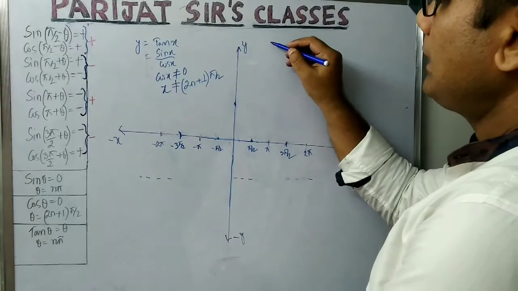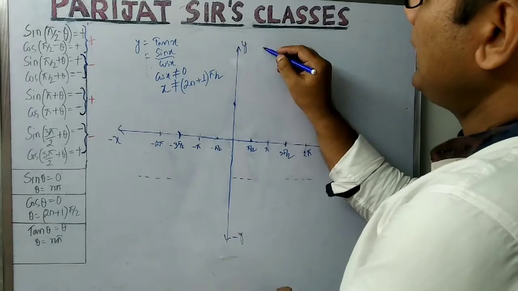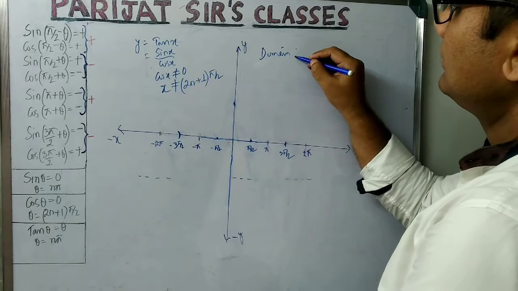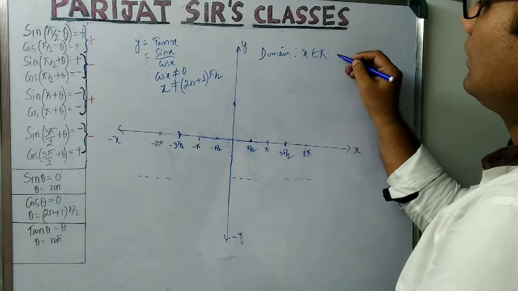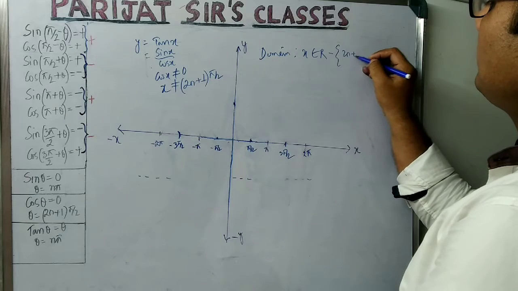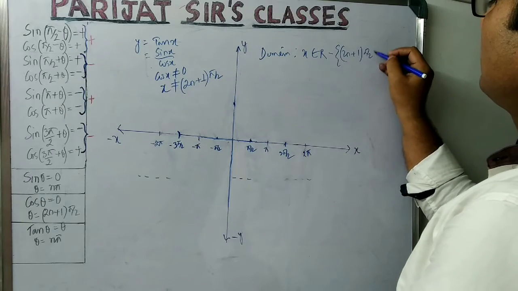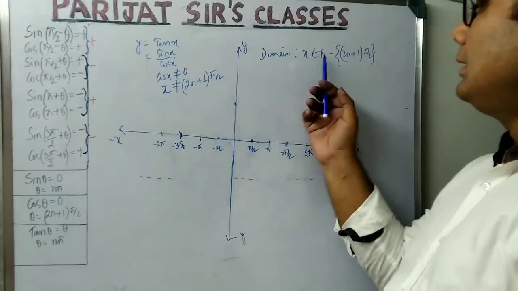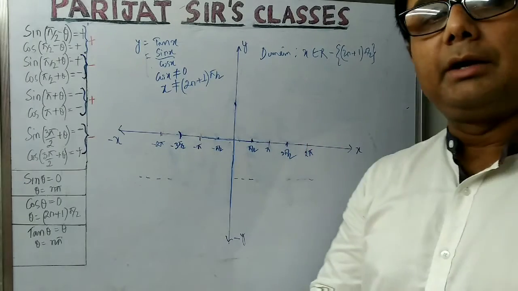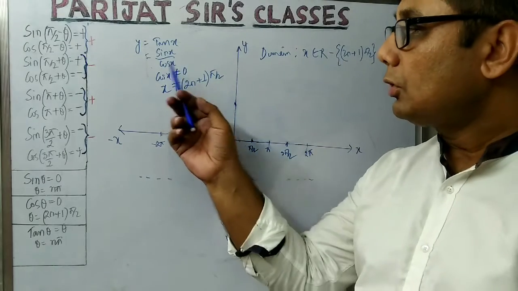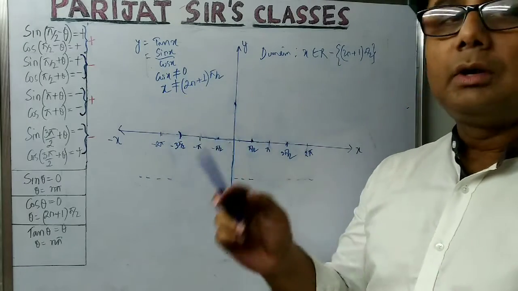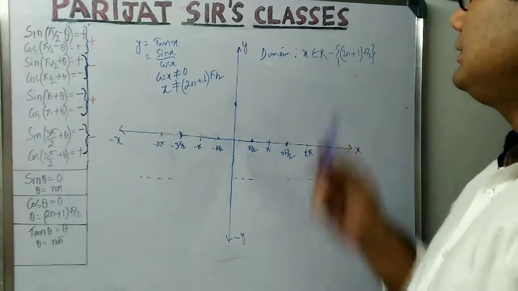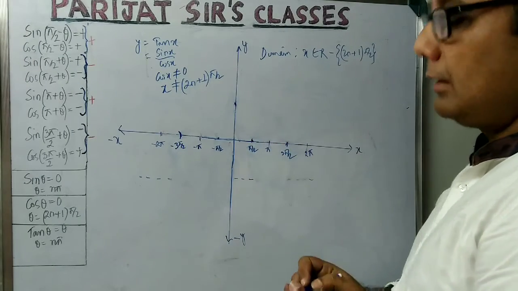That means what can be my domain of this function? I can choose x as any real value, but not (2n+1)π/2, because choosing (2n+1)π/2, cos x becomes 0, and if it is 0, then the whole function becomes invalid. Okay, so this is the domain, and now let us see the plotting.